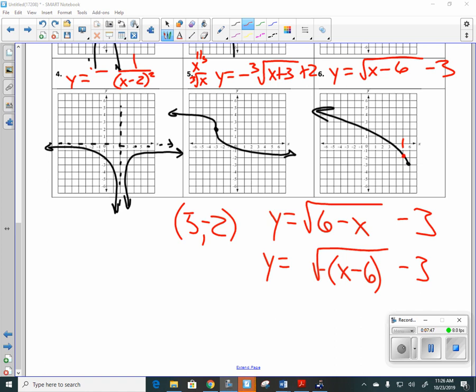Did everybody, you guys did a great job coming up with the first part. Does everybody understand the horizontal reflection? Got to have that x negative. Whether you put the negative here and distribute through or whether it's here, they're the same thing. Good job.